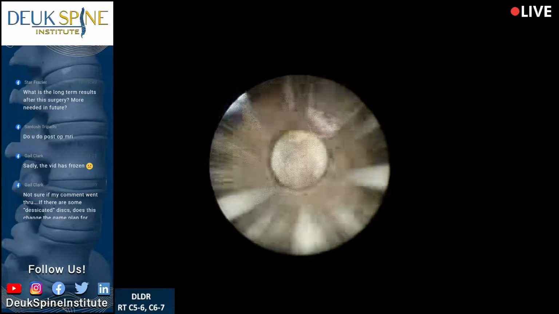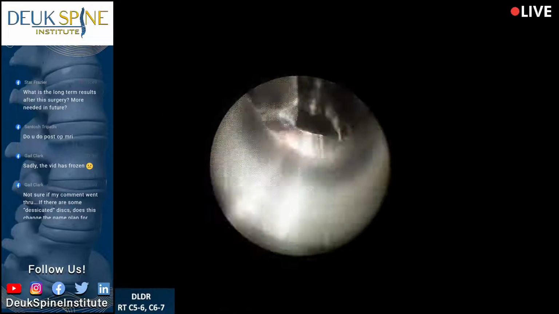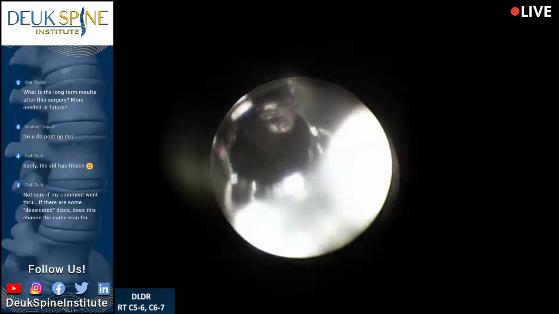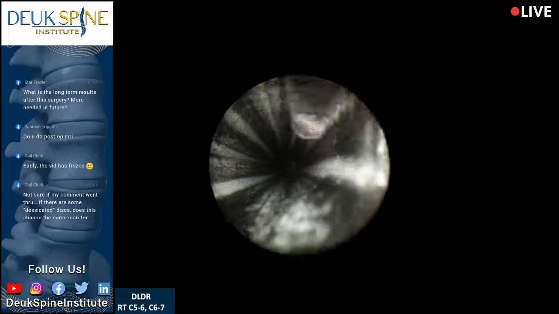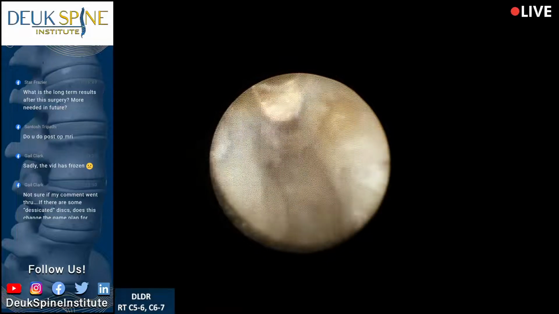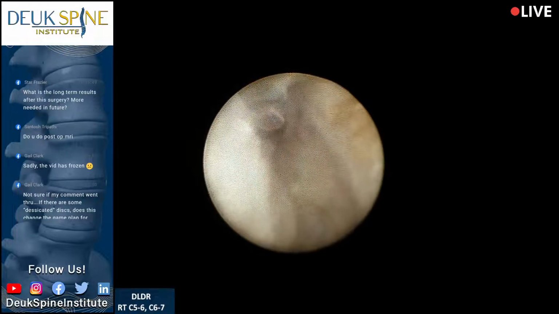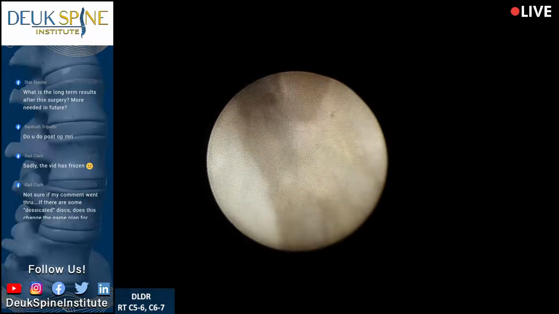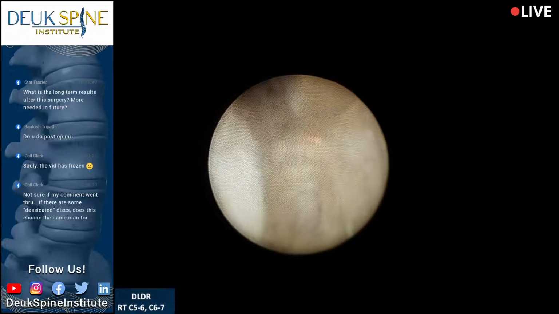This is the neuroforamen over there at C5-C6 on the left. I've already been over to the right side, cleaned it out, and I just want to make sure we get any and all herniations over there in that foramen. So that's the right C6 nerve root will be just underneath there.